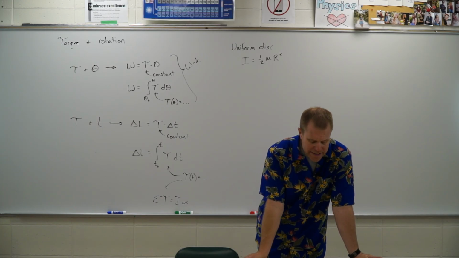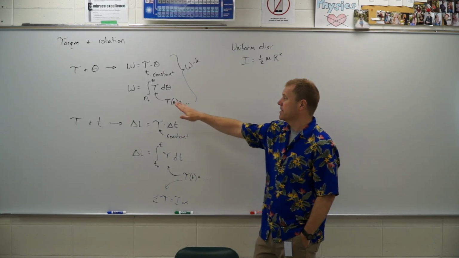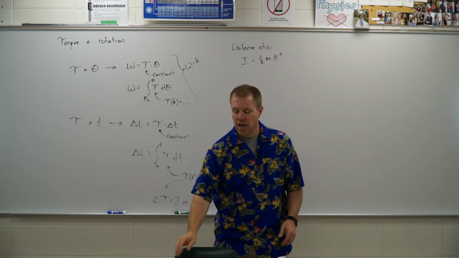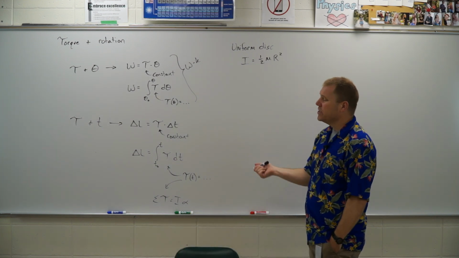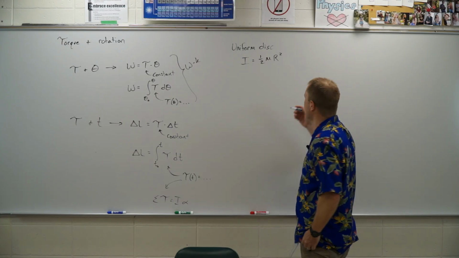And then they want to know what is the final angular velocity of the disc after 3 revolutions. So they tell me 3 revolutions. That's my clue that they're telling me theta. Revolutions we will have to change to radians. So in order to deal with this, we are going to have to use the work kinetic energy theorem. So let's write that out real quick here.